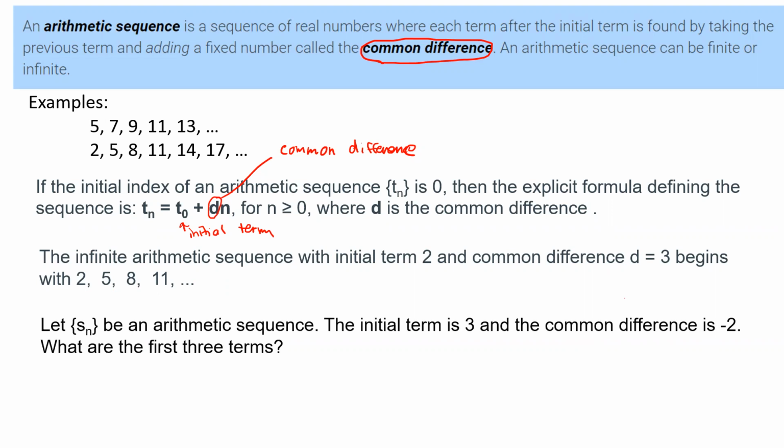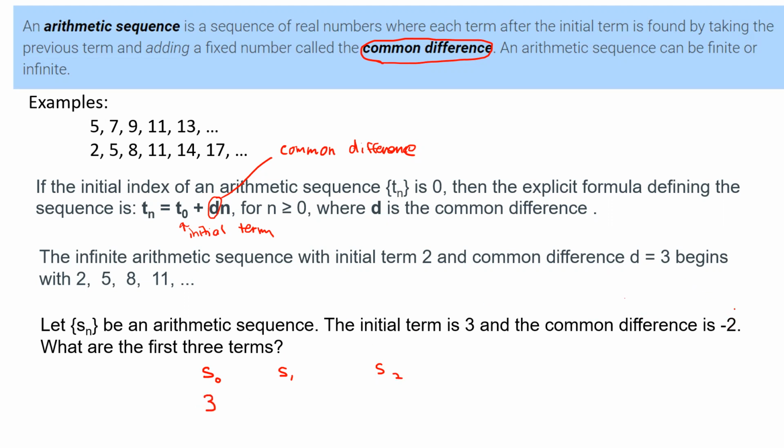Okay, here's a question. Let S sub n be an arithmetic sequence. The initial term is 3 and the common difference is -2. What are the first 3 terms? So we'll have S naught and then S1 and S2. Okay, so the initial term is 3, so this would be 3.